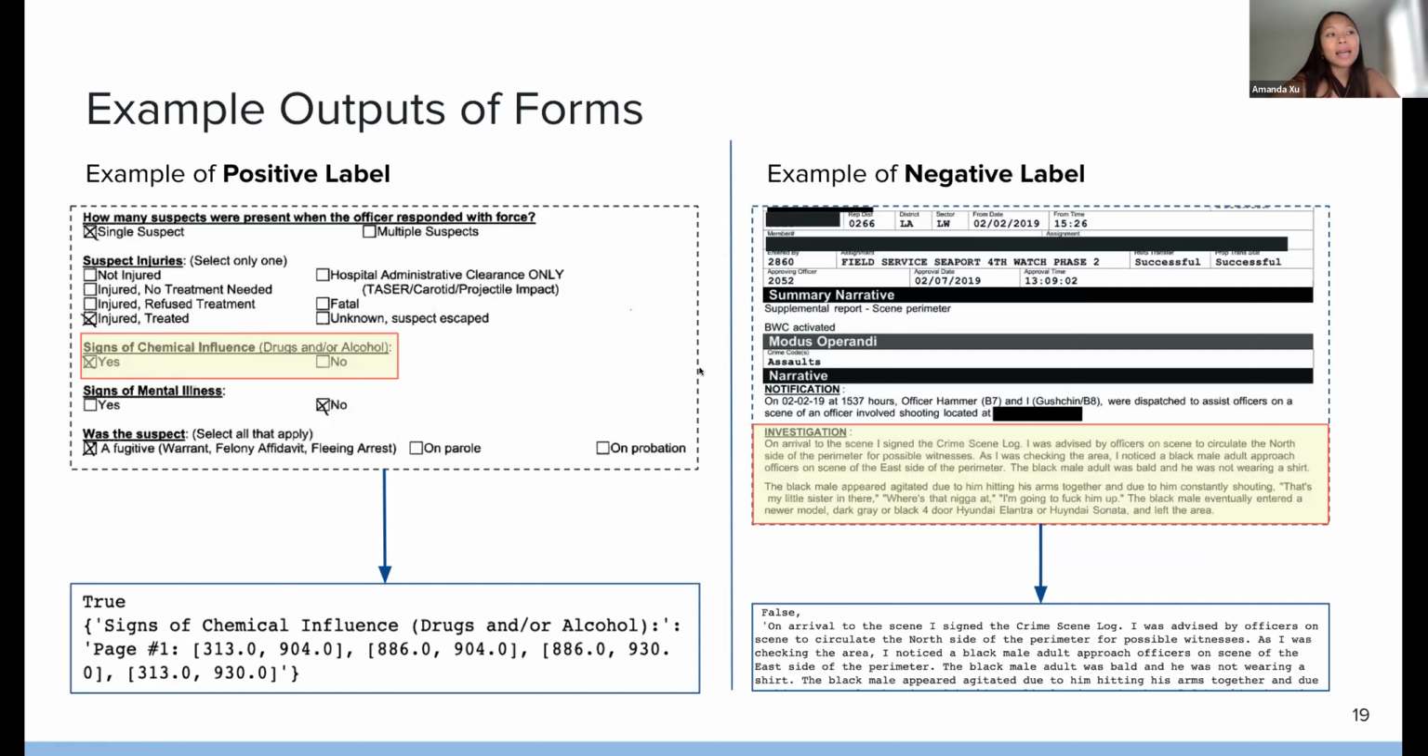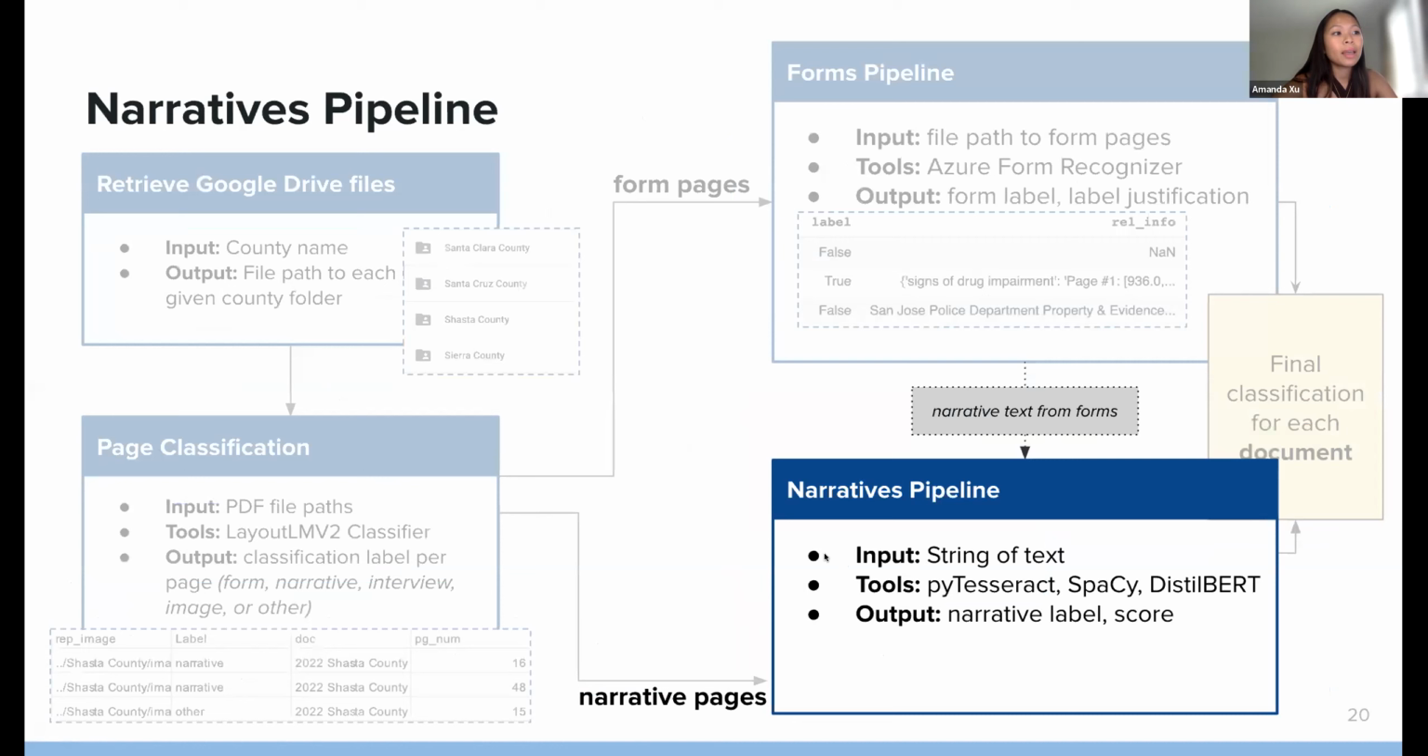And then on the right side is a negative label. This is an example of what I was talking about earlier, where the top contains information about forms that the officer can fill in, but at the bottom, he starts to write about the incident that we need to analyze. And now I'll pass it off to Alex to talk a little bit more about our narratives pipeline.